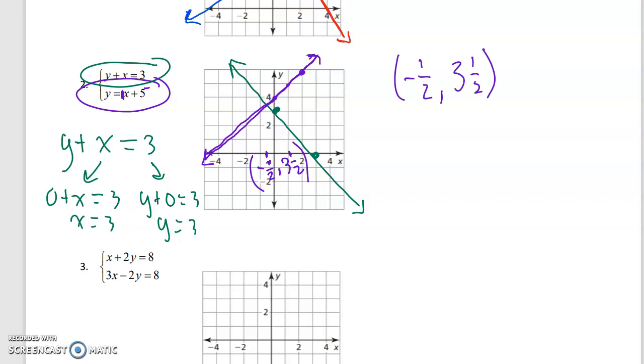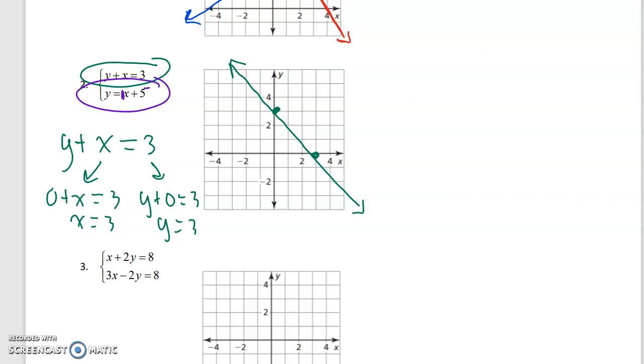Okay, sorry everyone, I made a mistake there. Let's back up. I put my y-intercept at the wrong spot. I did check this and it did not work. I paused the video and checked it. Okay, let's go back. Apologies there.